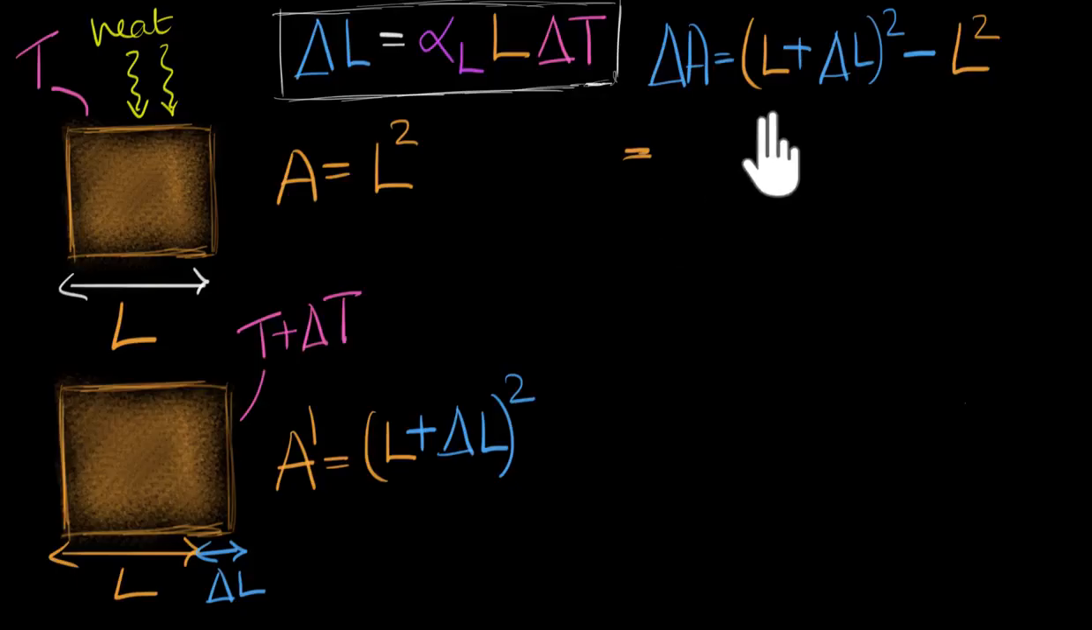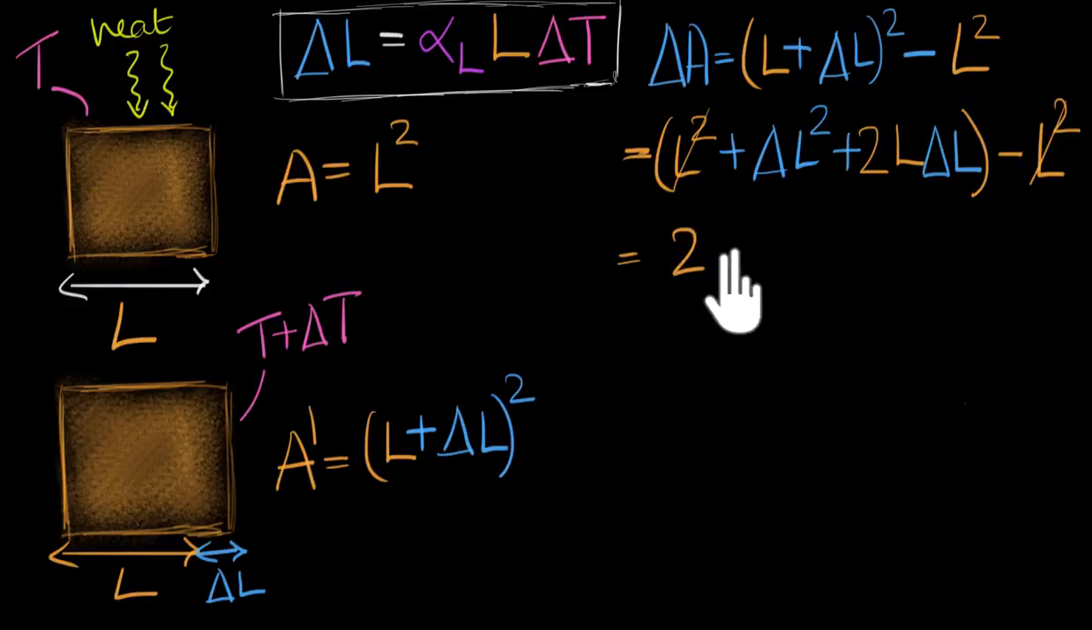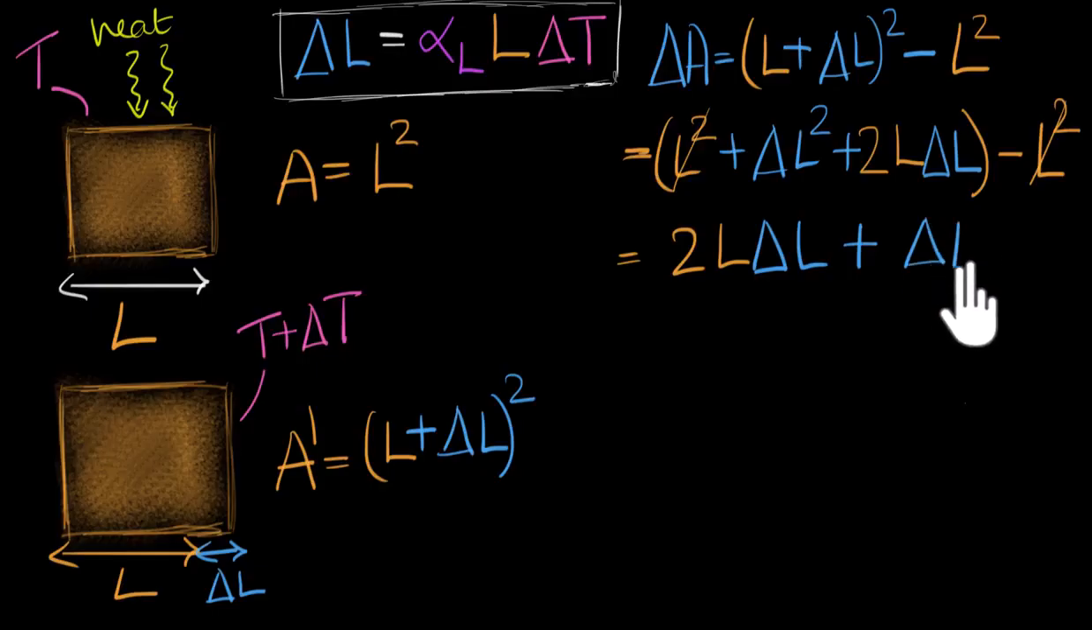So what can we do next? Well, we have an a plus b whole squared form. Let's expand that. It'll be a squared plus b squared plus 2ab. So if we expand this, you'll get L squared plus delta L squared plus 2L delta L, minus L squared. And notice the L squared cancels. And so we end up with 2L delta L plus delta L whole squared. That is our change in area.